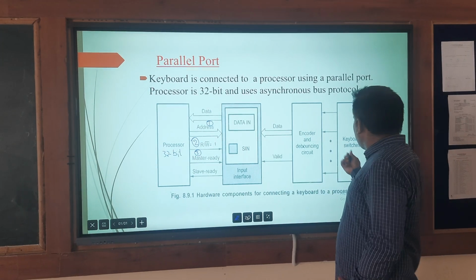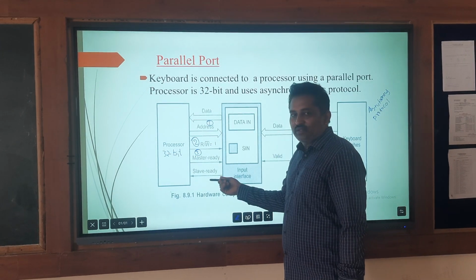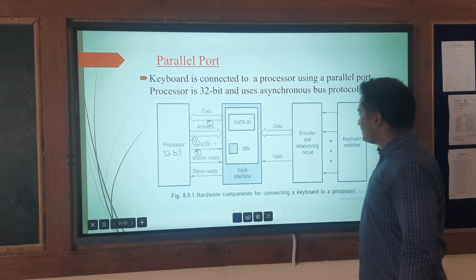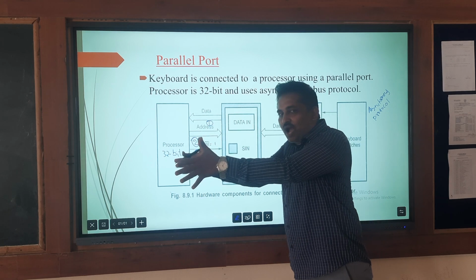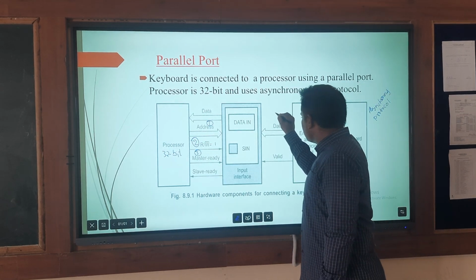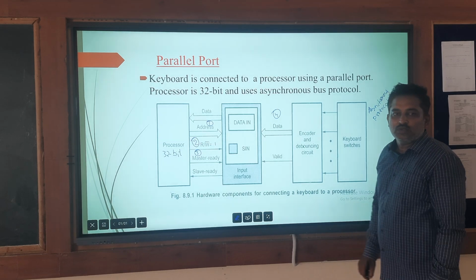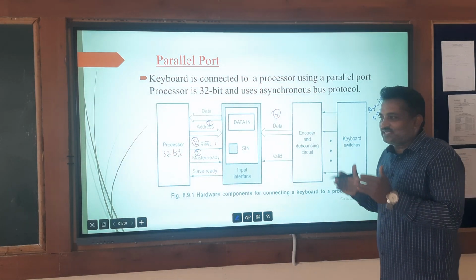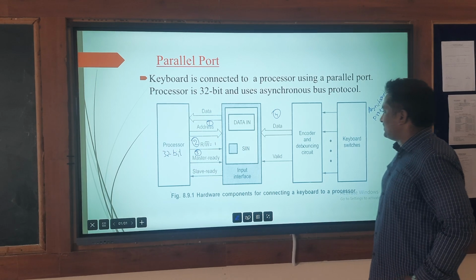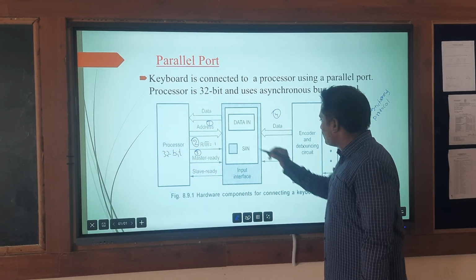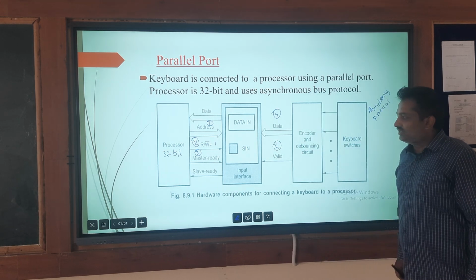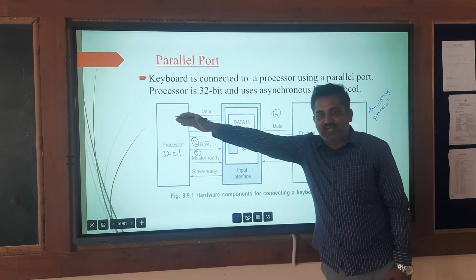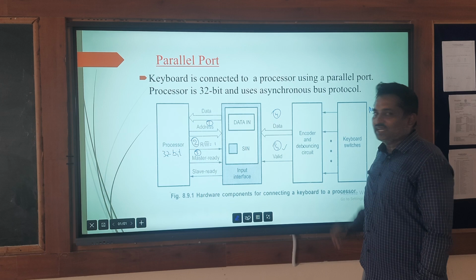Next, once the input device identifies that the master is participating in the data transfer, the input device has to place the data on the data bus. This is the fourth step. Now the input device is placing the data on the data bus and informs the processor with the help of a valid signal. This is step number 5. That means whatever data the input device placed on the data bus is valid data.